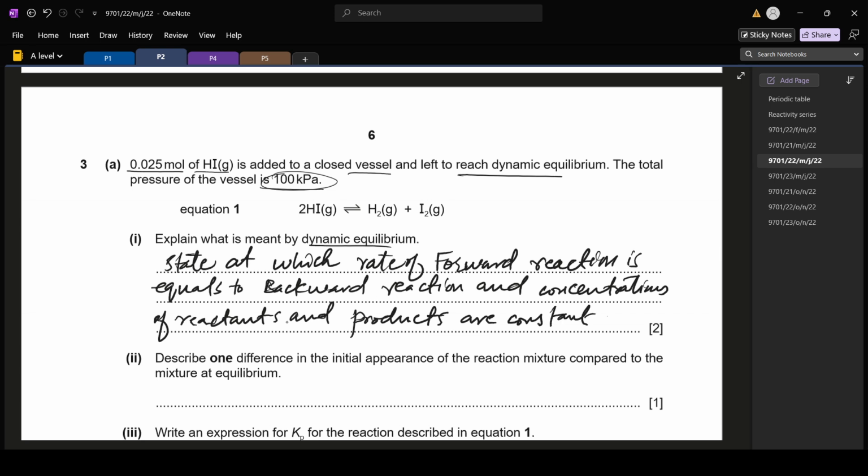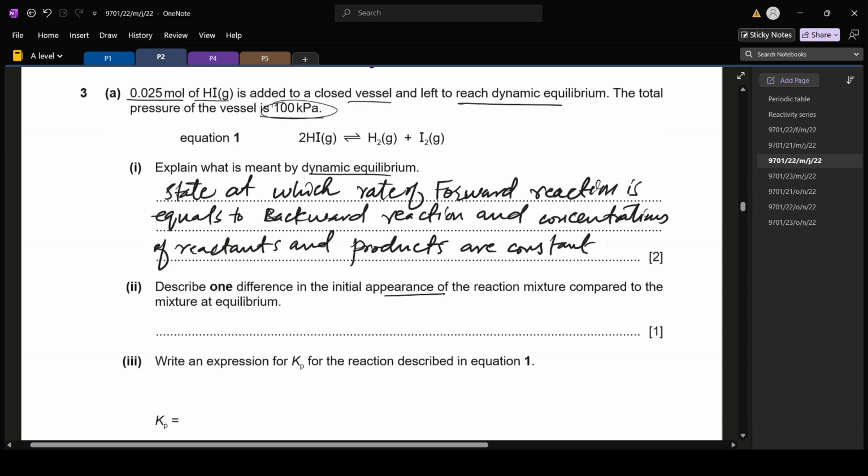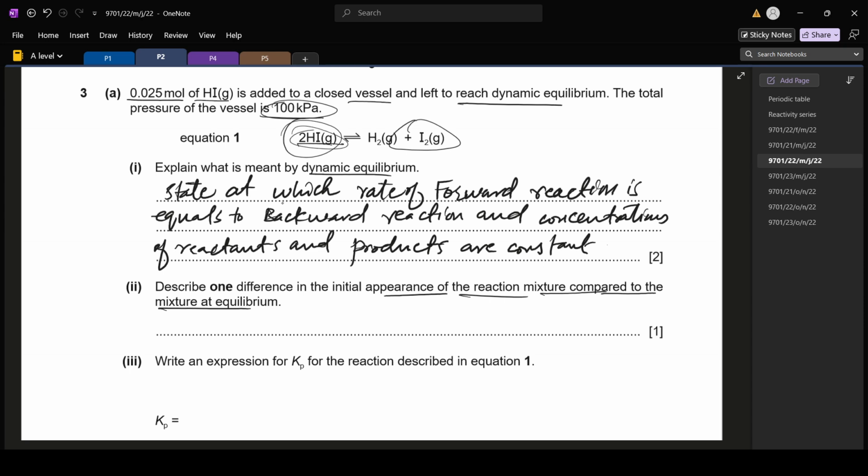Okay. Part 2. Describe one difference in the initial appearance of the reaction mixture compared to the mixture at equilibrium. So initially, when you add hydrogen iodide, there is no iodine formed. Hydrogen iodide is a colorless gas. So initially, the appearance of the mixture will be colorless, and when iodine forms, it has purple vapors. So it will turn purple.